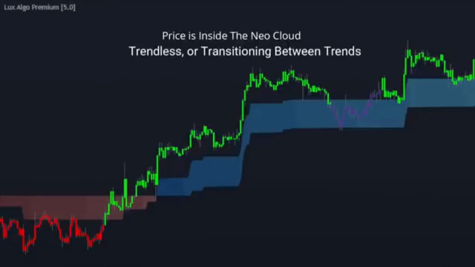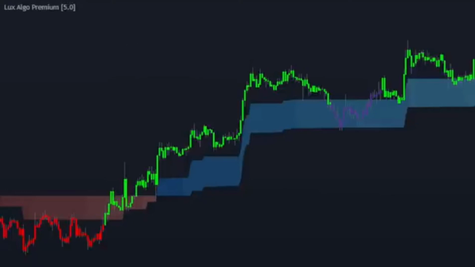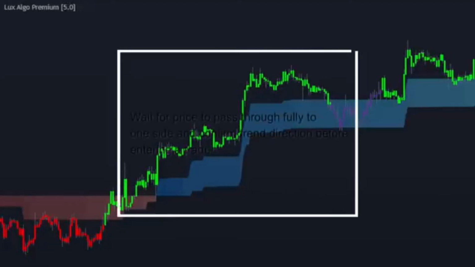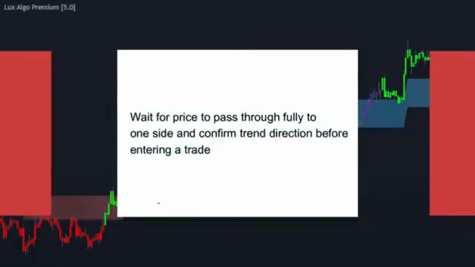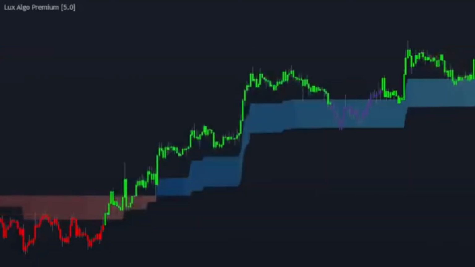When price is inside the Neo Cloud, we treat this as trendless or transitioning between trends. We would advise that you take care during this time, even recommending that you wait for price to pass through fully to one side and confirm trend direction before entering a trade. This is because we advise our members to take trades in the same direction as the trend.